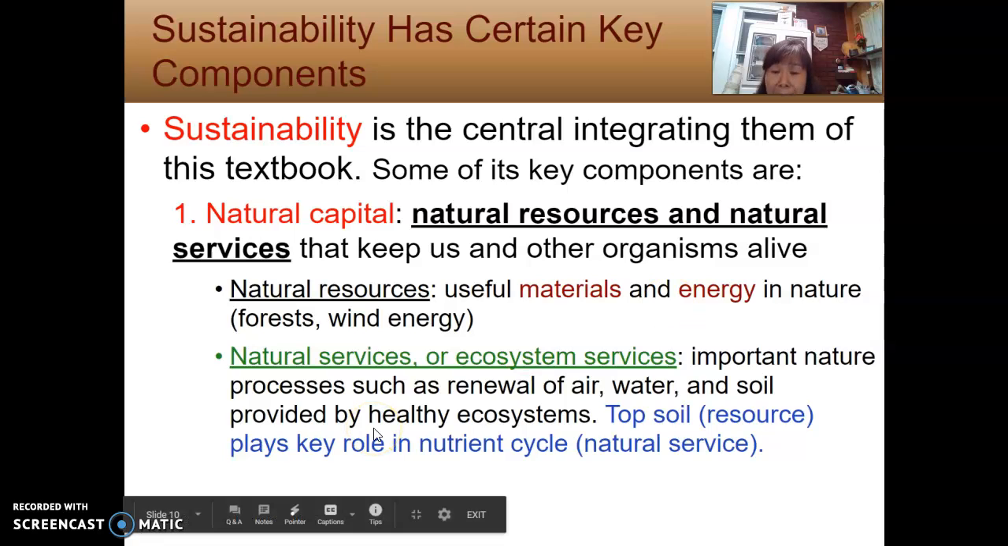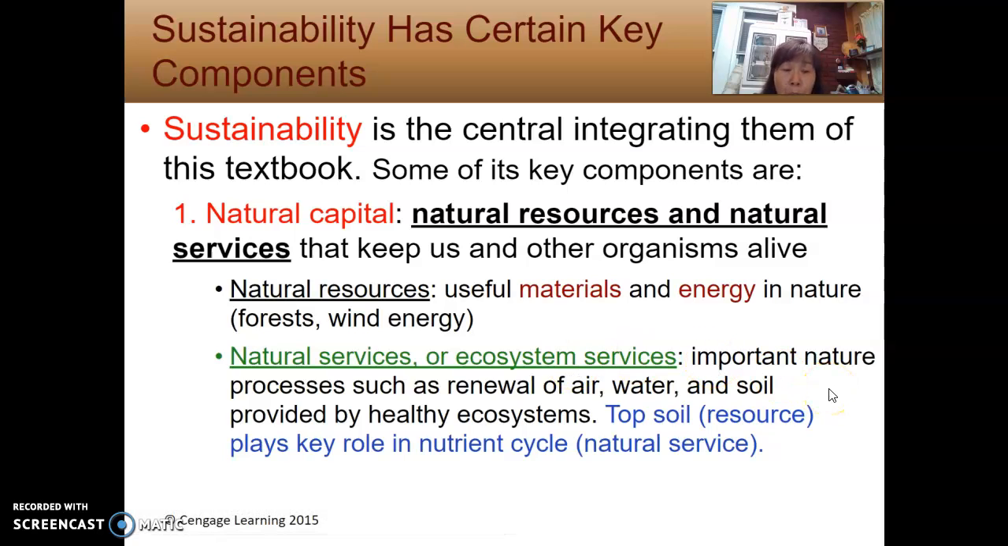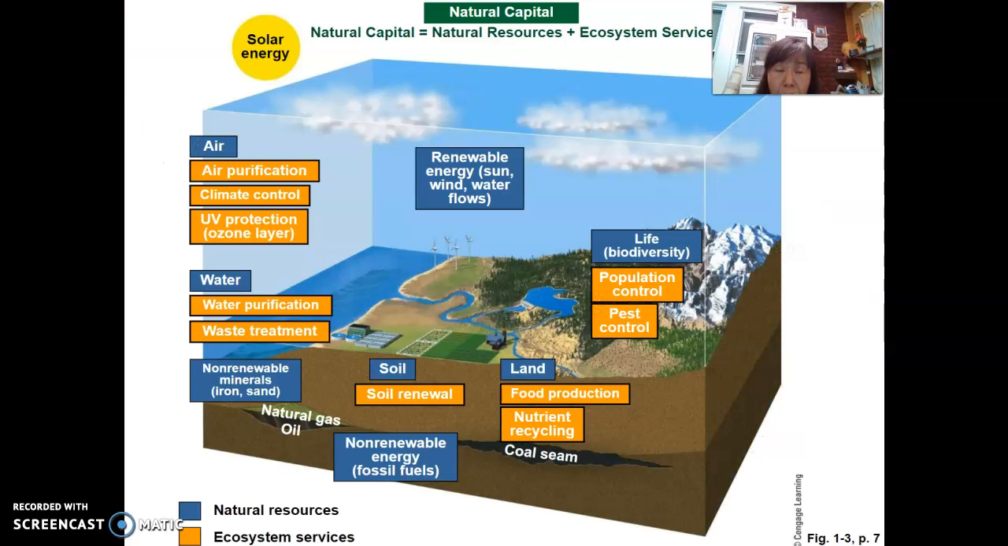The natural services are also called ecosystem services. They are important natural processes, such as renewal of air, water, and soil provided by healthy ecosystems. Topsoil, for example, is a resource, but it plays a key role in nutrient cycling, and that is a natural service. This diagram will help you understand and give examples. In the quiz, you need to know the concept and be able to give examples.